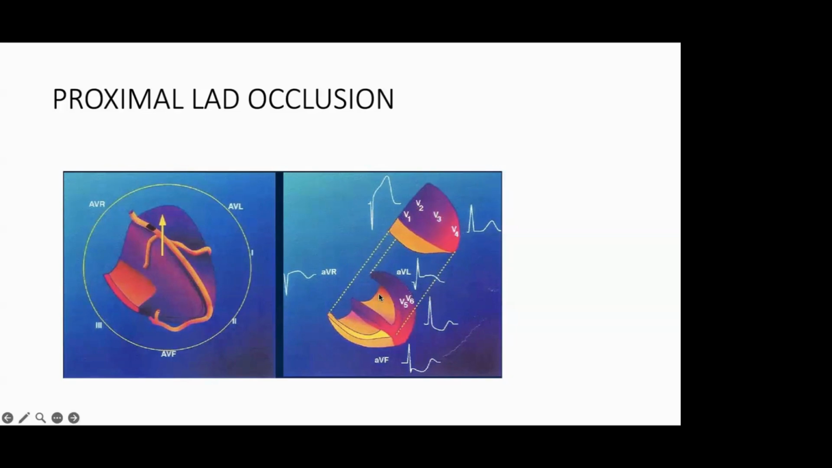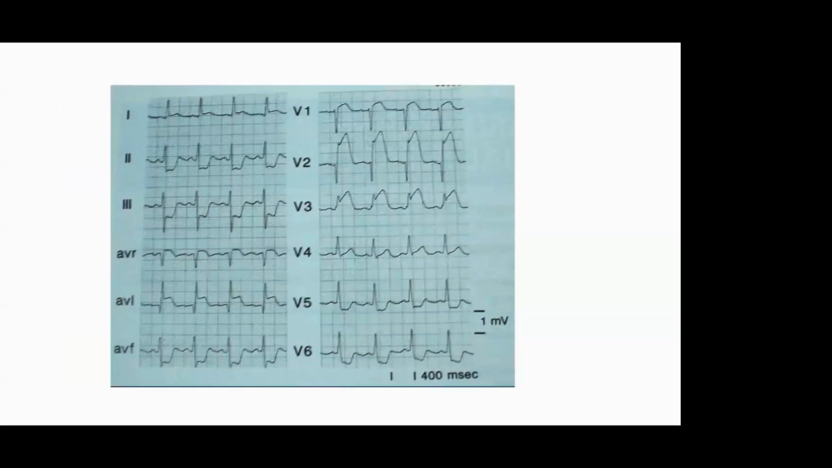ST depression will be seen in the leads looking below it, so III, aVF, II, III, aVF. That's a proximal LAD occlusion. And this is the ECG of proximal LAD occlusion. You can see ST elevation in V1, V2, V3, and ST elevation in I, aVL also. And there is corresponding ST depression in II, III, aVF, and sometimes in LCX territory also V5, V6. Usually we will see ST elevation in V5, V6 also in this.